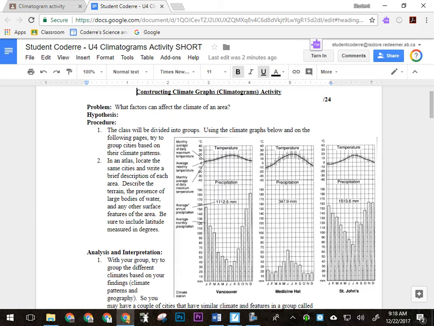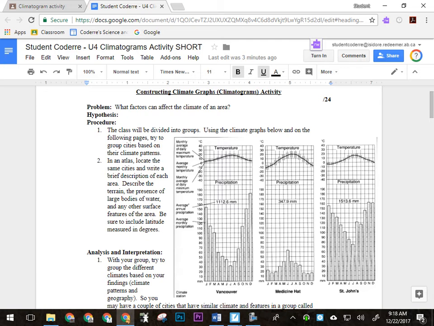Right, so what we're going to do is look at climatograms from a bunch of different Canadian cities. Just from those climatograms, we're going to preliminarily put them into groups together. Like, the climatogram of this one and this one kind of look alike, so I'm going to put them together, and then this one and this one together because they look kind of alike, and make some preliminary groups of cities.